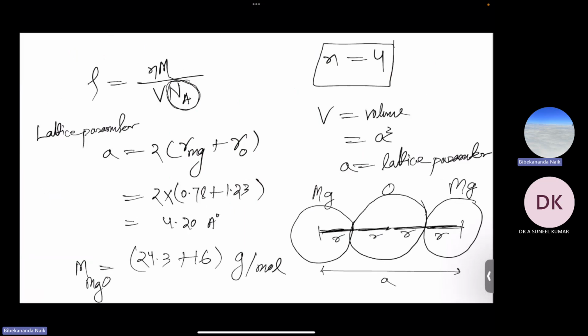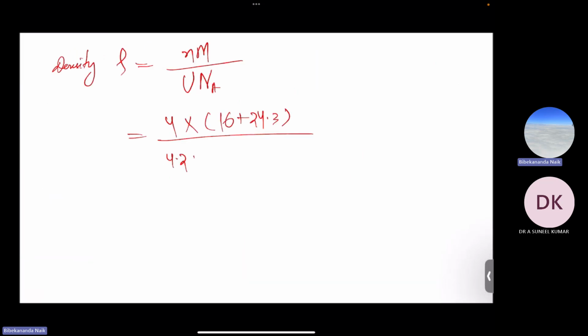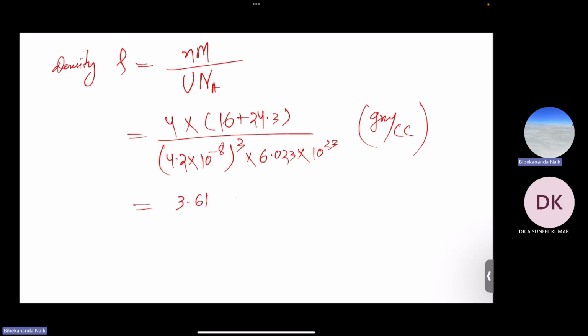If you convert Angstrom into centimeter, it will be 4.2 into 10 to the power minus 8, cubed. Then Avogadro's number is 6.023 into 10 to the power 23. If you calculate, the unit will be gram per cubic centimeter, because the mass is in gram per mole, so per mole will get cancelled out. Then it is centimeter cube, so it will be gram per centimeter cube, and the value will be 3.61 gram per cubic centimeter.